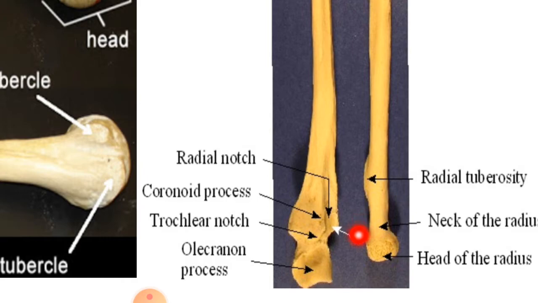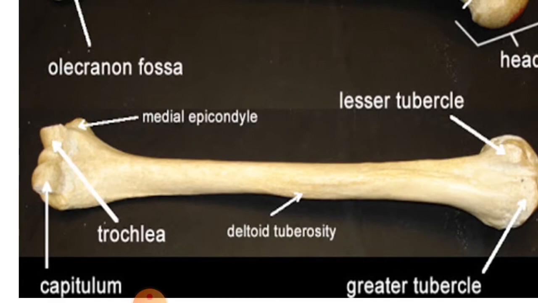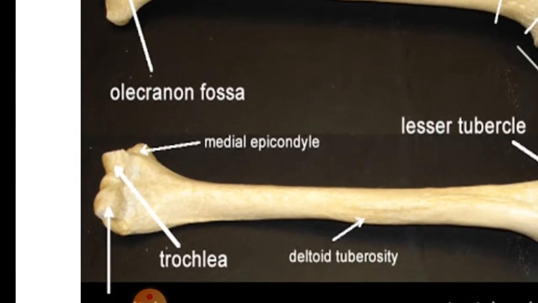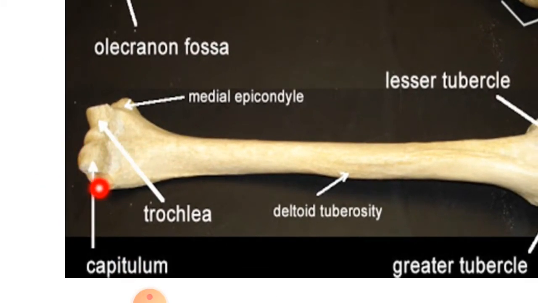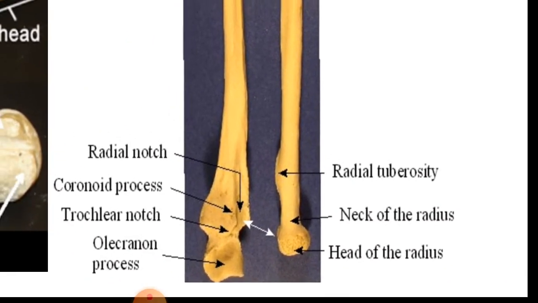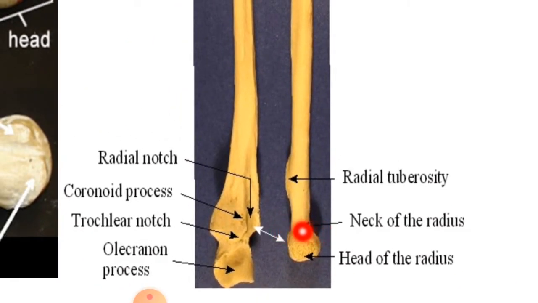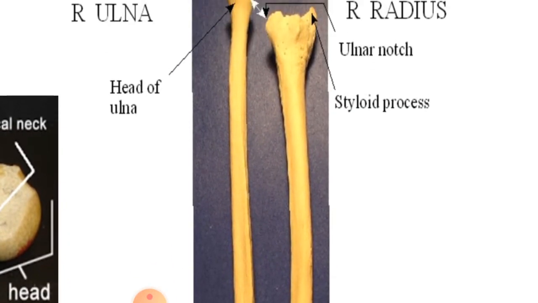You can appreciate the head of the radius, and this head is going to articulate with the capitulum of the humerus that was present on the distal end of the humerus. So you can see that this capitulum will accommodate the head of the radius. Next is this narrow part, which is the neck of the radius, the radial tuberosity, this projection here, and the shaft.